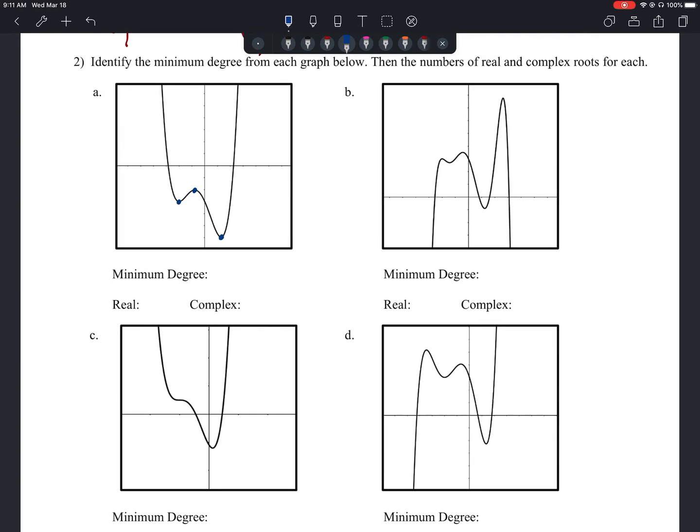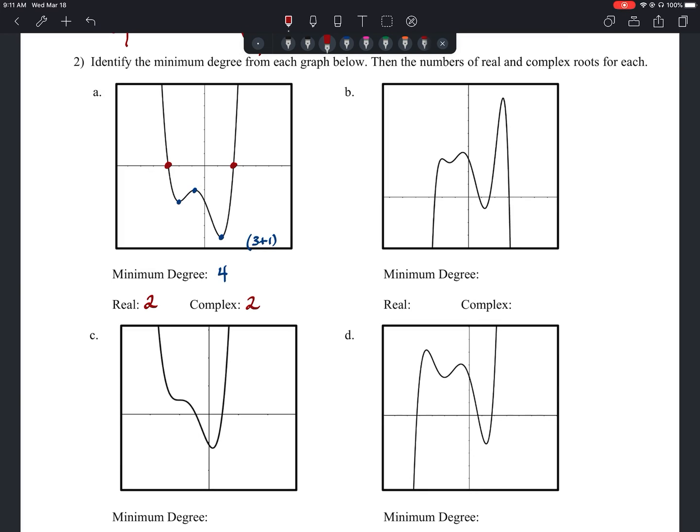So our minimum degree, remember, is going to be the number of mins and maxes plus 1. So we've got our 3 plus 1 there, which is going to give us a 4 for our minimum degree. And then it asks how many real and complex we have. Well, let's identify here. We've got 1 real single root here, 1 real single root there. So we have a total of 2 real, which means then we're going to have 2 complex.